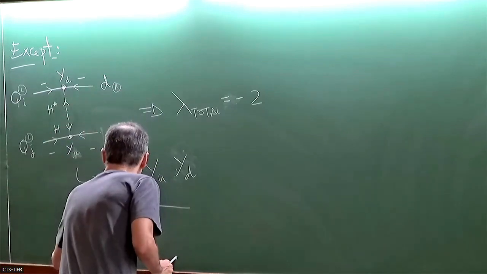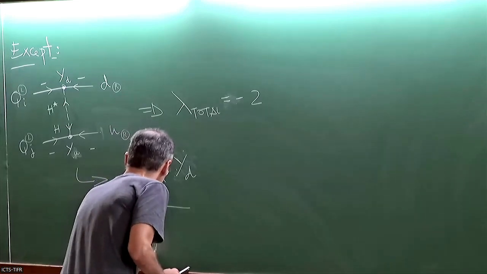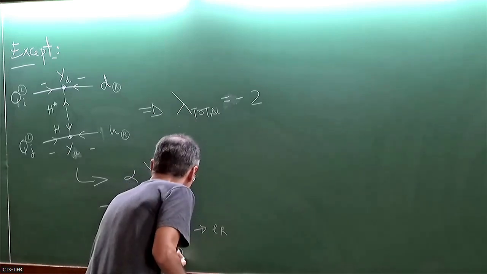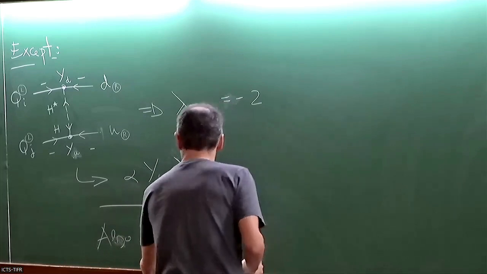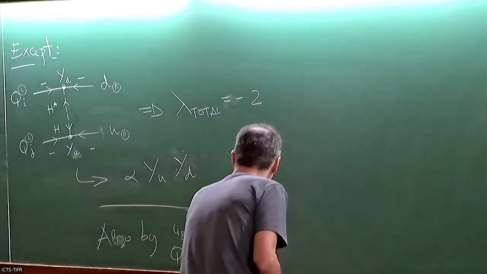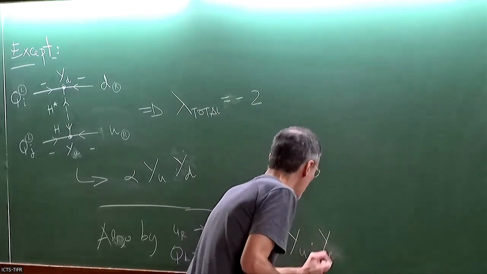Also by U right going to the E right, and Q going to the left-handed, okay? And in this case, the amplitude is proportional to E up Y electron, okay?